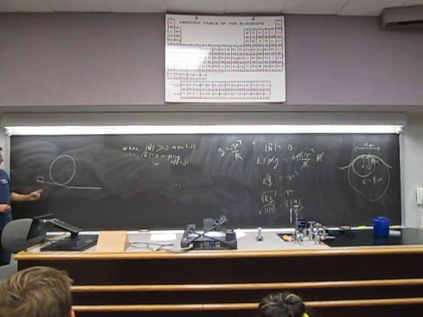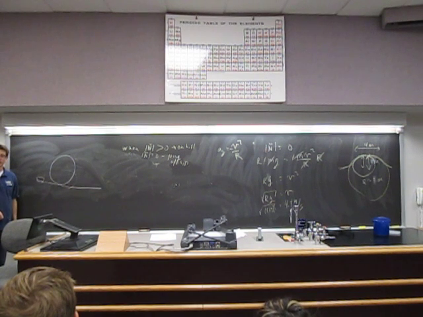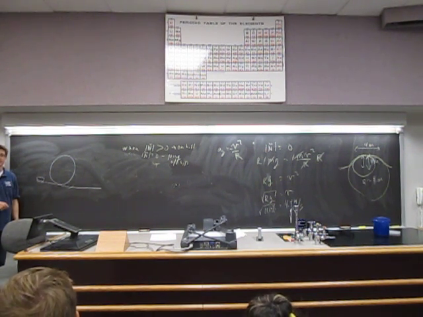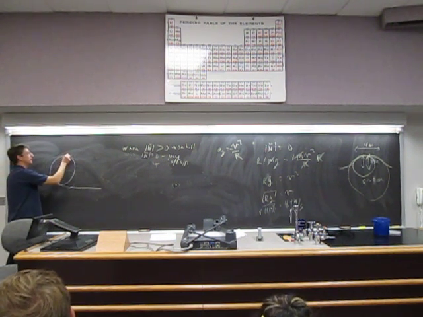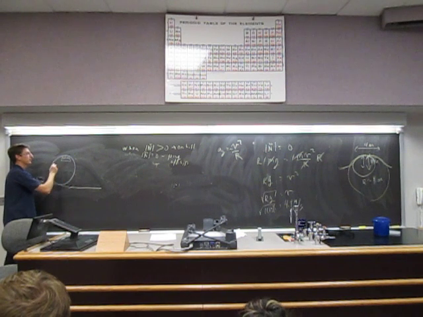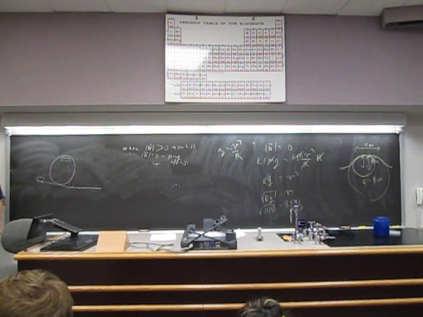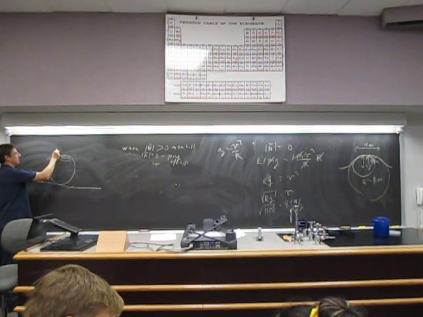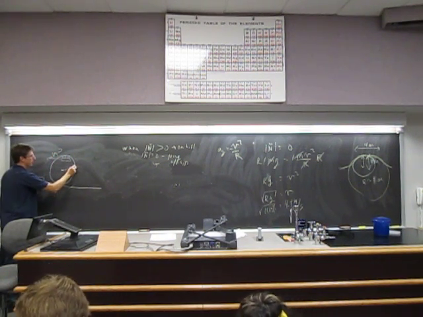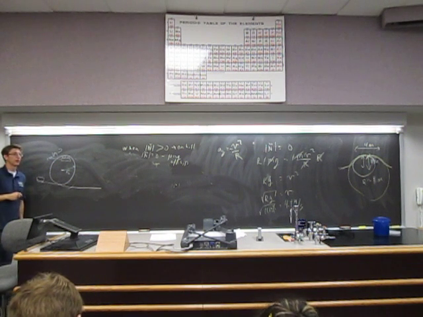Let's say it's more like a Hot Wheels car on the track, where it's not stuck to the track. I want to see how fast the car has to be going so it'll make it around that loop. So v is the unknown, and let's say this loop has a radius R.